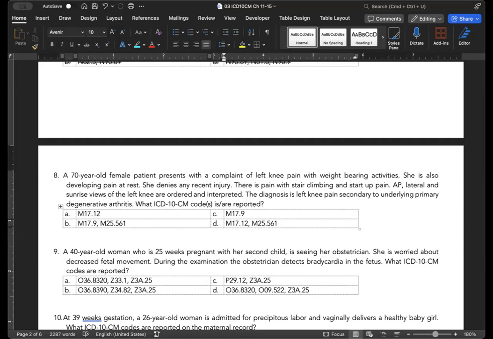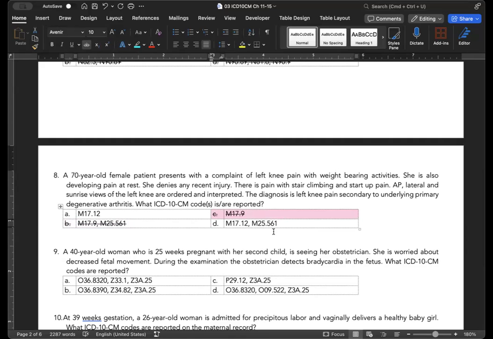M17.12 for the unilateral primary, or M17.9 for unspecified osteoarthritis. Yep, the M17.12. So we are going to rule out M17.9. So now we need to decide, are we only coding M17.12, or are we going to also code the M25.561?